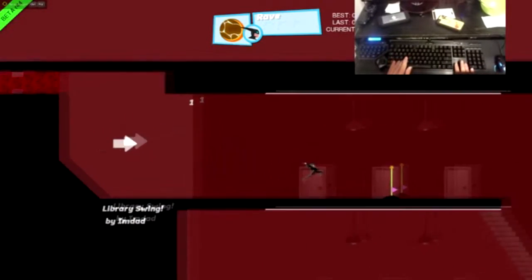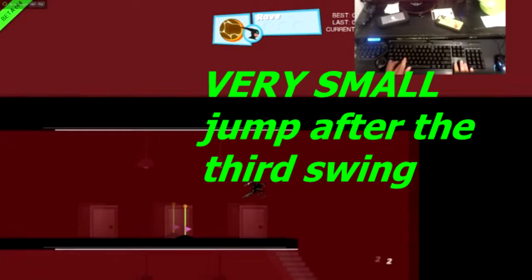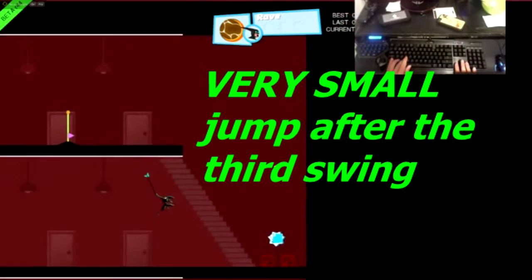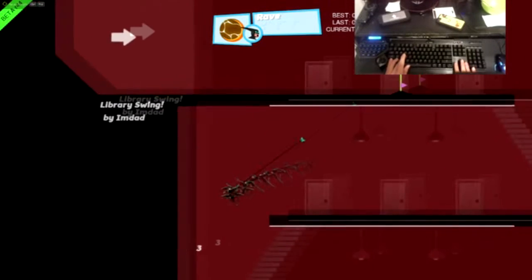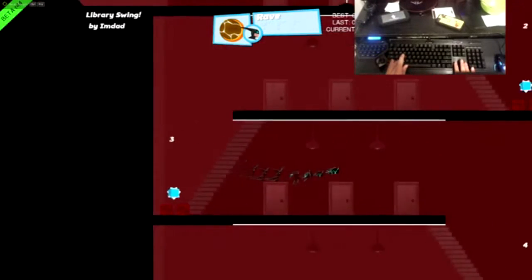There's also a small jump incorporated into this that's too small to notice at full speed. It's right here after the third swing. The jump is not only to keep you from hitting the floor and resetting your momentum, but also to keep you from moving at an angle.